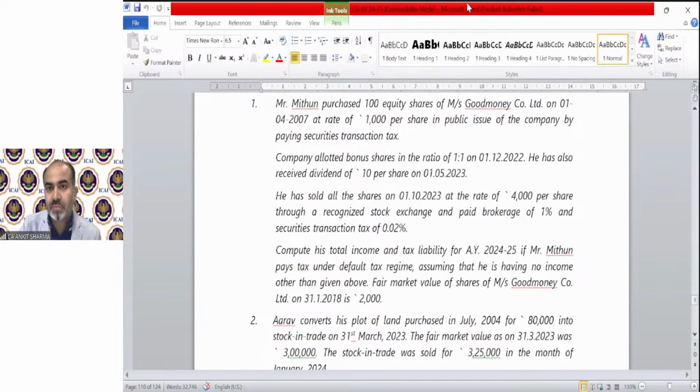He sold all shares on 1st October 2023. So this is the selling date. He purchased the original shares in April 2007, so these will be long-term capital assets, as the period is more than 12 months. The bonus shares were allotted in December 2022 and he transferred them on 1st October, which is less than 12 months. So these will be short-term capital assets.